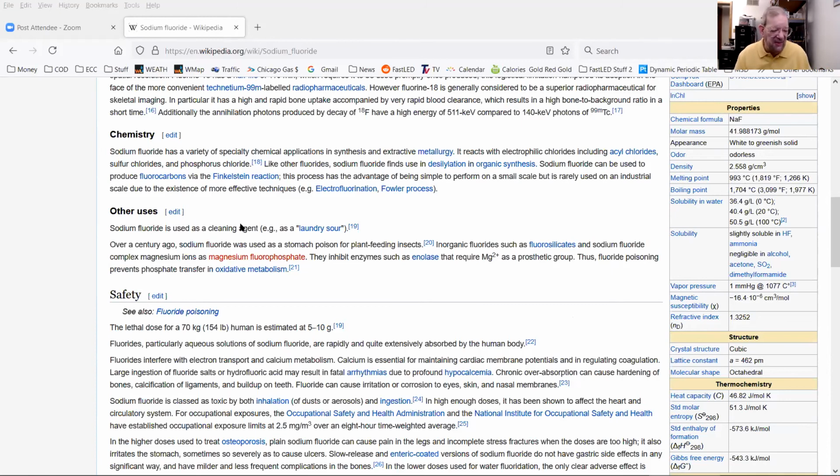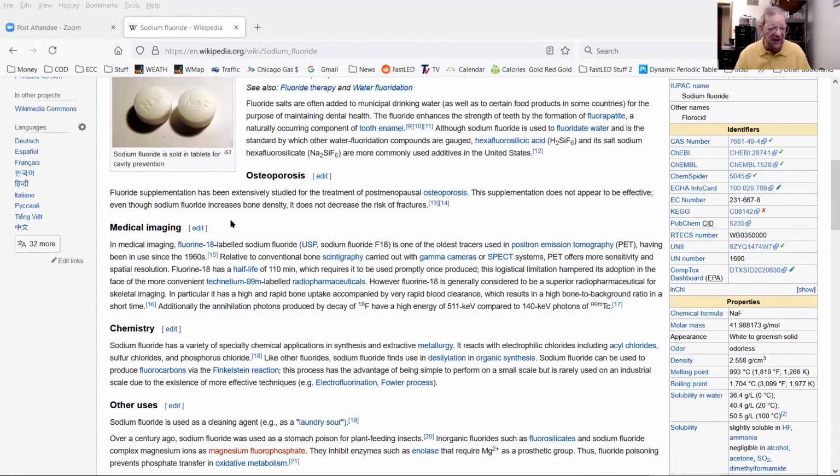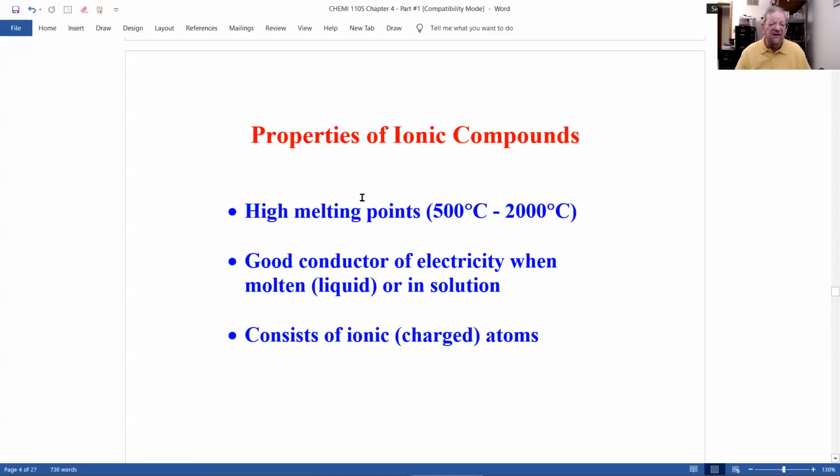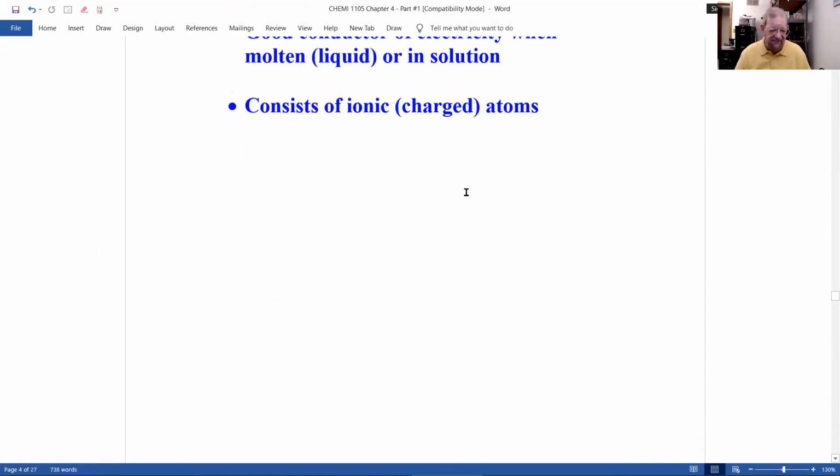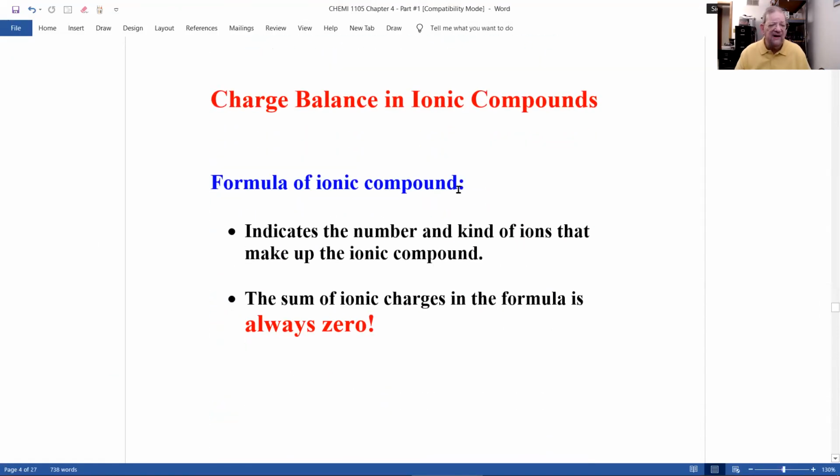And that's the neat thing about Wikipedia. You can find a lot of interesting information about chemistry here. So the switch is off, but here's some properties of ionic compounds. I just wanted you to consider. Now, when we talk about ionic compounds, by the way, click, switch is on.